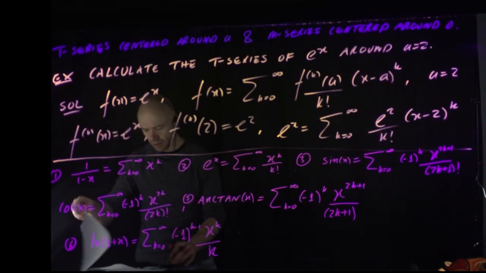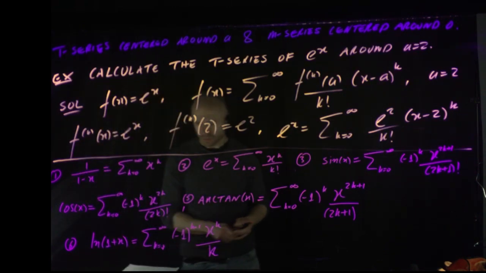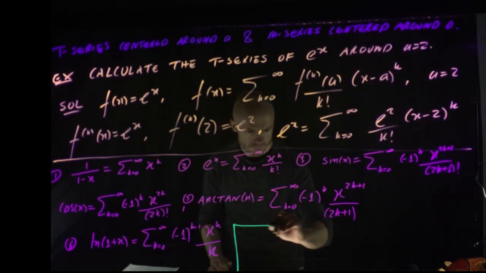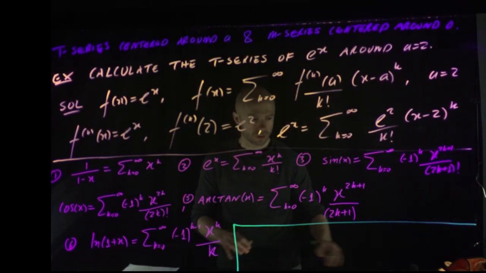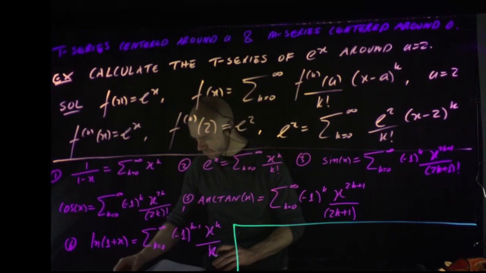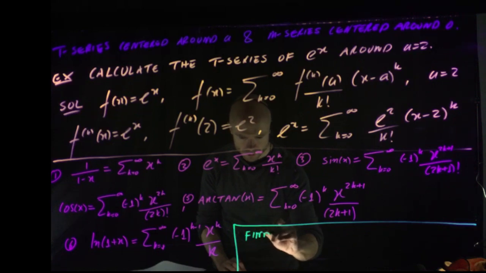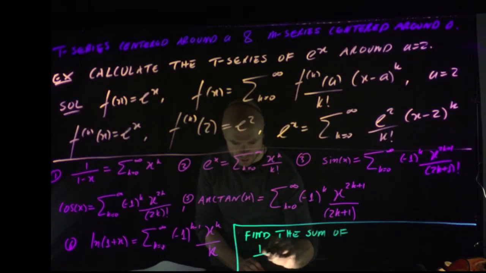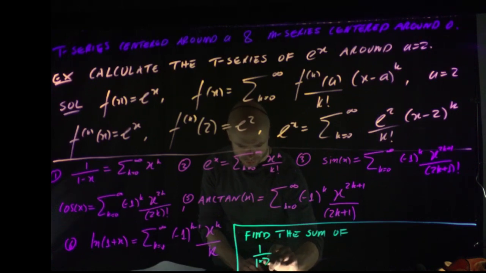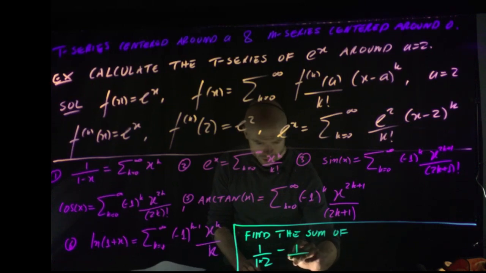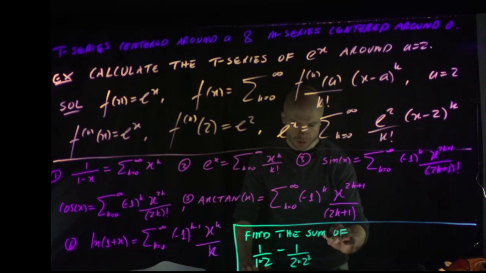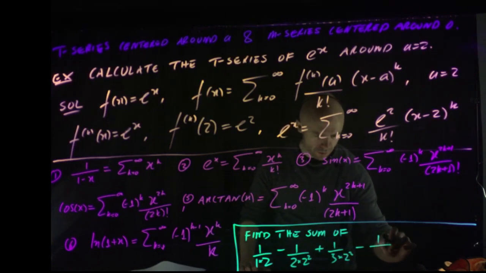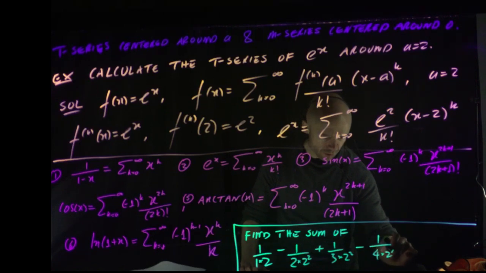Okay, so this leads us to another kind of question that you can see. I'll put it down here because I need all these formulae. So let's change color to green. Maybe I want the space later. So this is our question. Find the sum of this: 1 over 1 times 2, minus 1 over 2 times 2 to the 2, plus 1 over 3 times 2 to the 3, minus 1 over 4 times 2 to the 4, and so on.